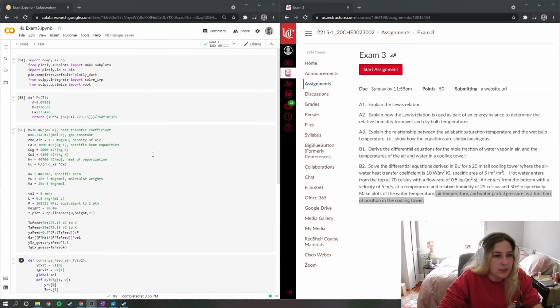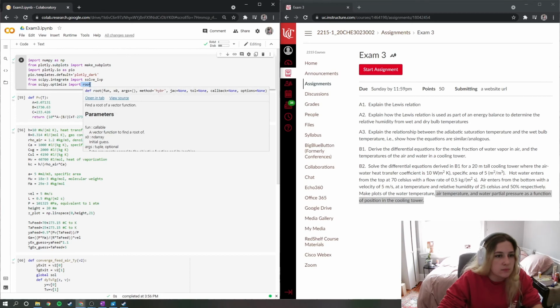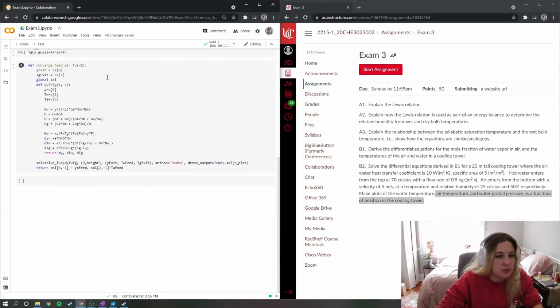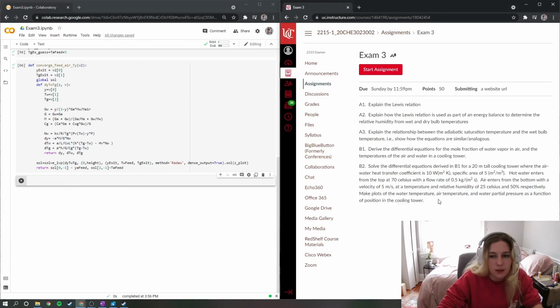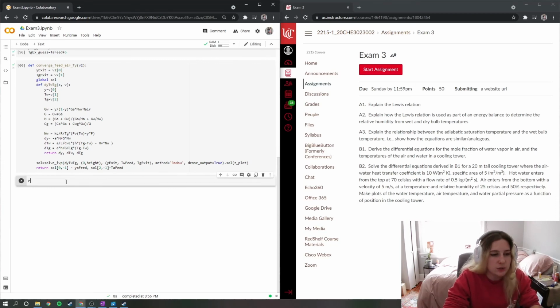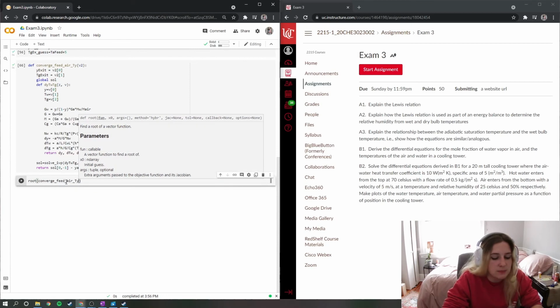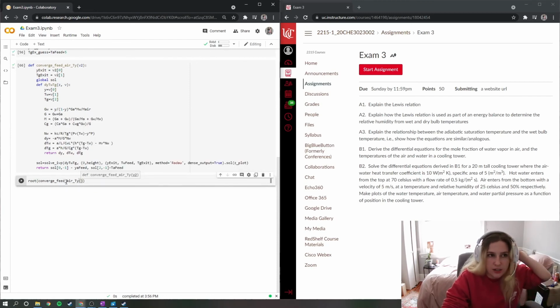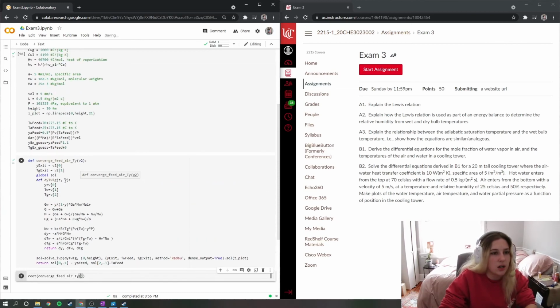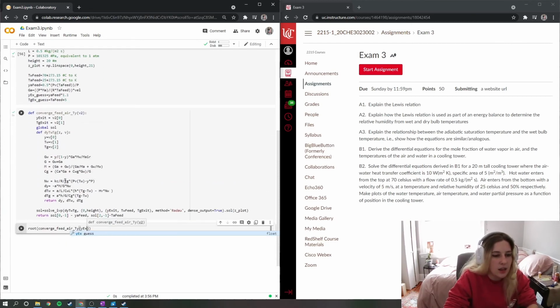Alright, so we're getting really close here. Lastly, we're just going to do our root solver, because we want to find the root of our function that we just made, and then we're going to do make subplots to make our 3 plots for the air temperature and water partial pressure as a function of position in the cooling tower. So first we're going to do root, and it's going to be the root of the function we just made, and then our initial guesses, which are y x guess and tg x guess.